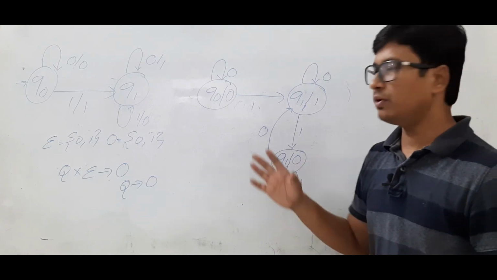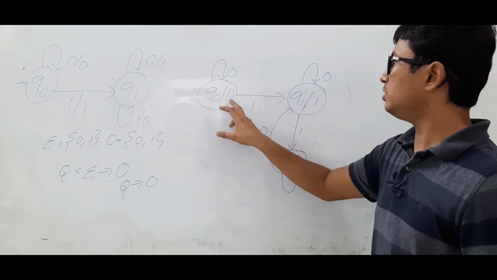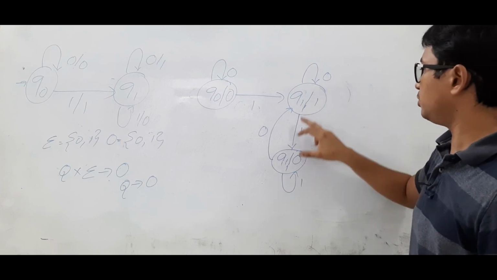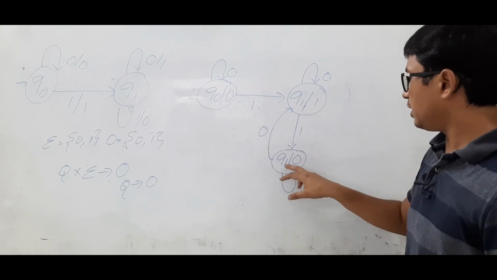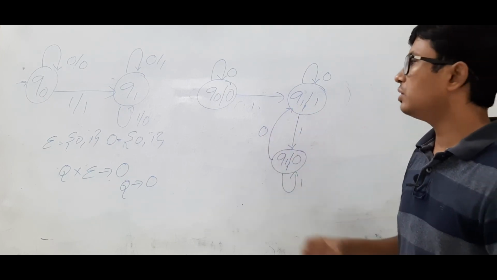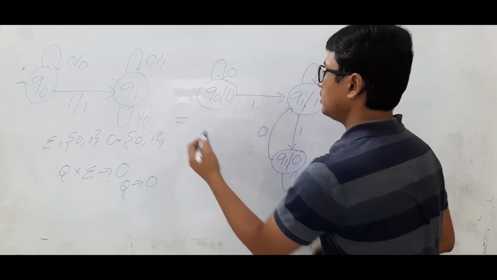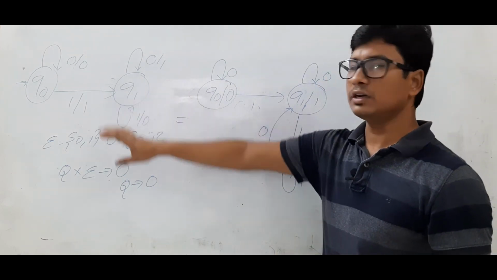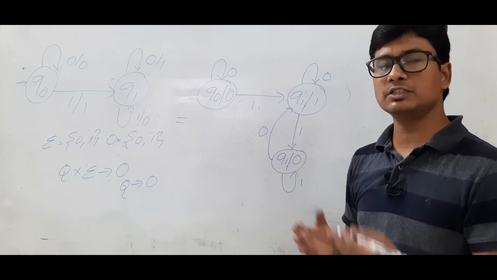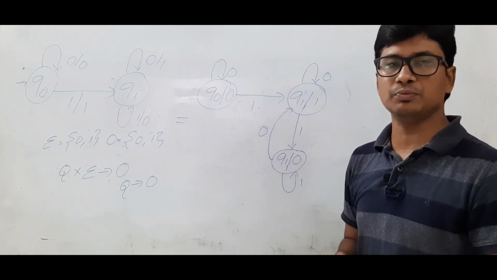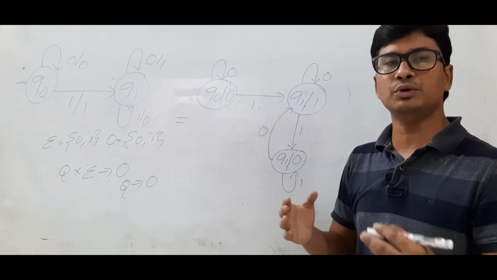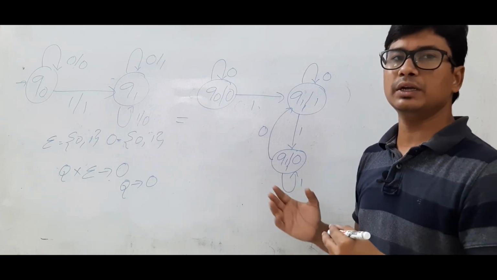Now we will see whether it is completed or not. Q0 on 0 you have a move, on 1 you have a move. Q1 with output 1, on 0 you have a move, on 1 you have a move. Q1 with output 0, on 0 you have a move, on 1 you have a move. Are you getting any new state? No. So I can say that this is the equivalent Moore machine for the given Mealy machine. With these two examples, the one in the previous video and the one in this video, I hope you have learned how to convert a given Mealy machine to a Moore machine.